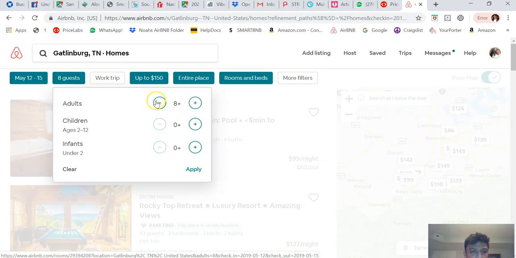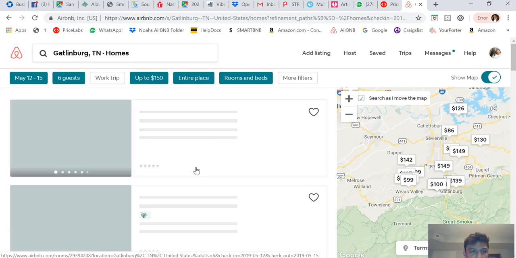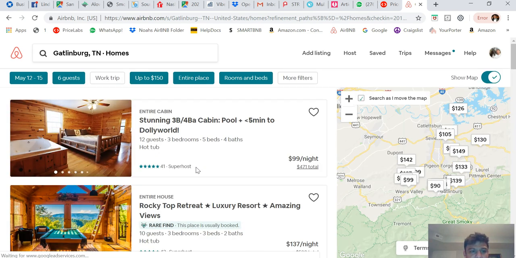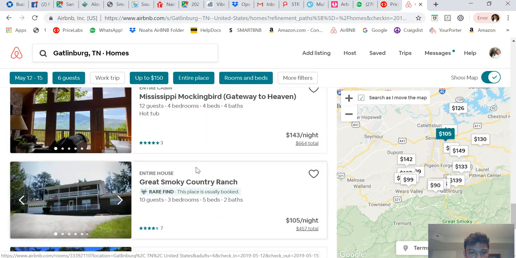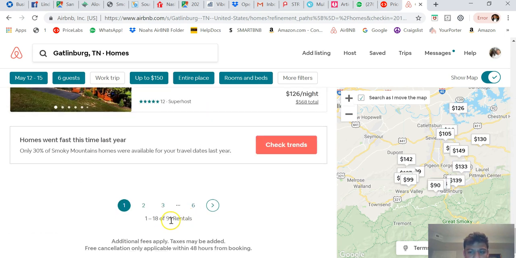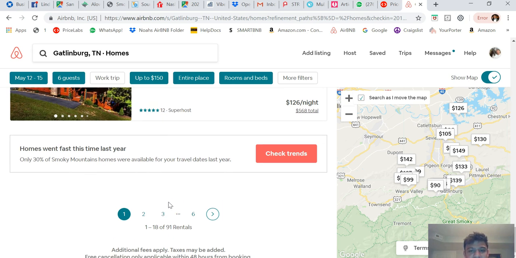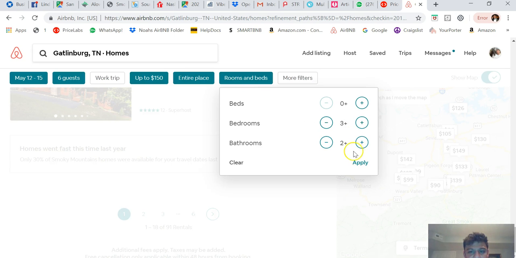Now if we drop to 6 guests, let's see how it goes from 61 up to 91. Okay, so now you have a good idea as to exactly how many properties are similar to ours in our price range. Depending on how many guests are showing up, it could be anywhere from 60 to 90 properties at below the 150 range with at least 3 beds and 2 baths.